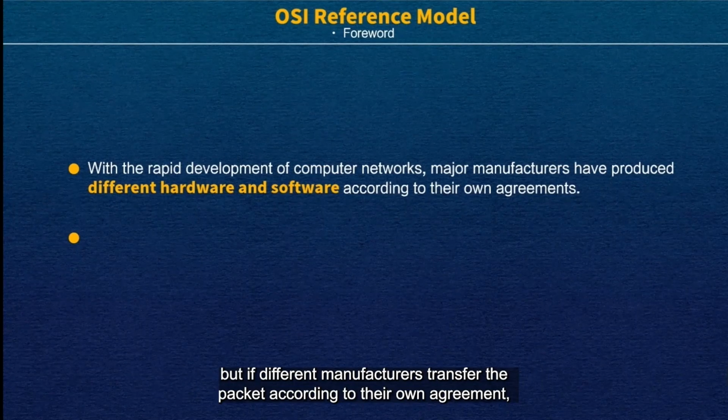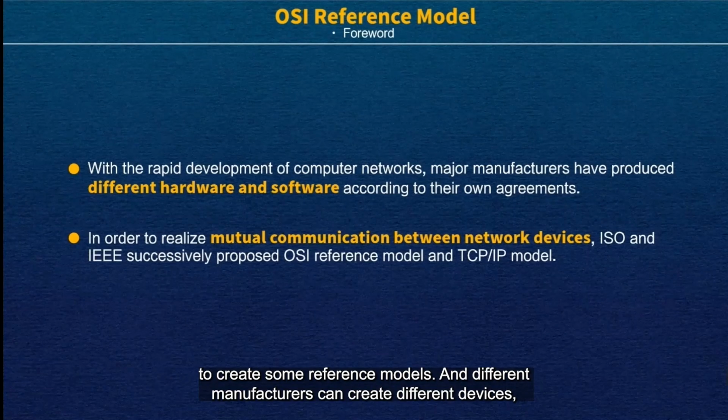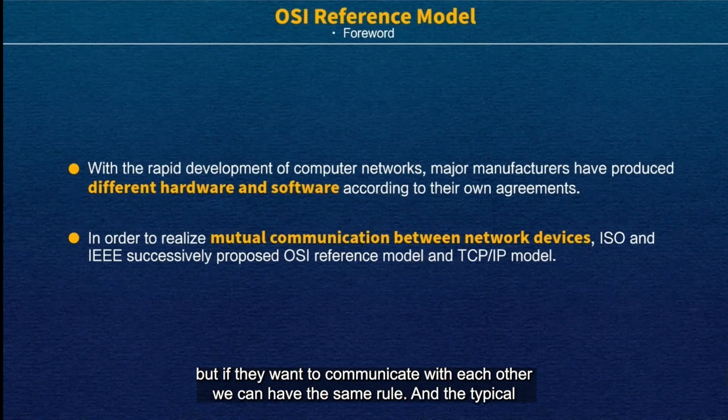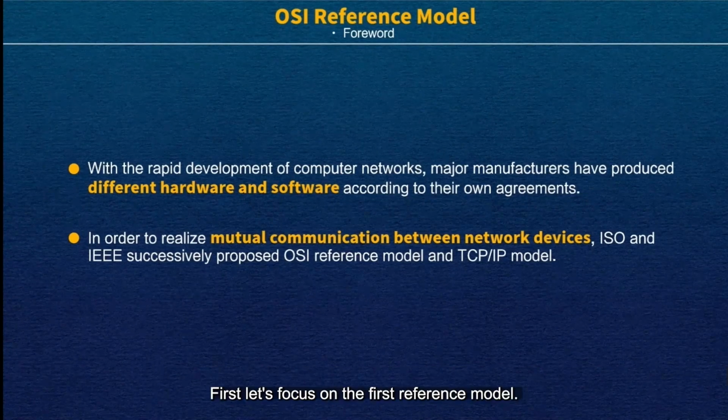But if different manufacturers transfer the packets according to their own agreement, the communication may have some problems. That's why we need organizations like ISO and IEEE to create reference models, and the different manufacturers can create different devices. But if they want to communicate with each other, we can have the same rule. And the typical reference models: one is OSI, created by the ISO, and another one is TCP/IP, created by the IEEE. First, let's focus on the first reference model.